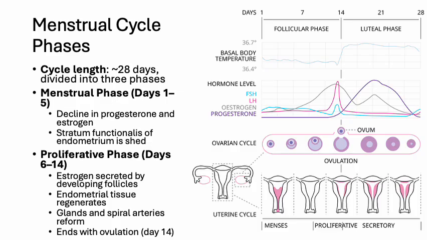Once menstruation ends, the proliferative phase begins. During this stage, estrogen secreted by the developing ovarian follicle stimulates regrowth of the stratum functionalis. Endometrial glands lengthen, spiral arteries regenerate, and the lining thickens to prepare for a potential pregnancy. This phase concludes with ovulation, when a mature oocyte is released from the ovary.